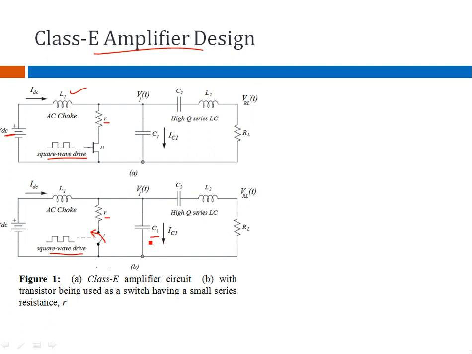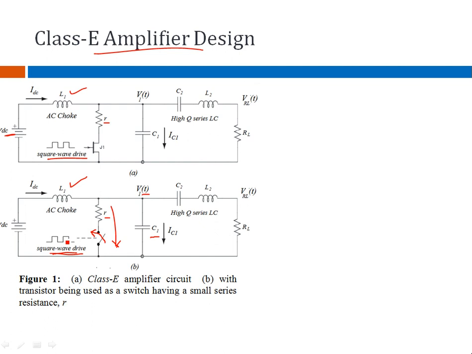So what happens is that when the switch is closed, we have a small switching resistance. Most of the current flows through this branch, and the capacitor is shorted out. That means the AC choke is going to store energy. So V1 is shorted out for that part of the duration of the gate cycle.